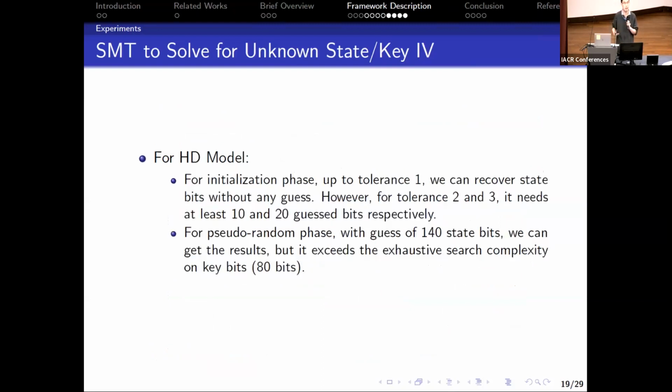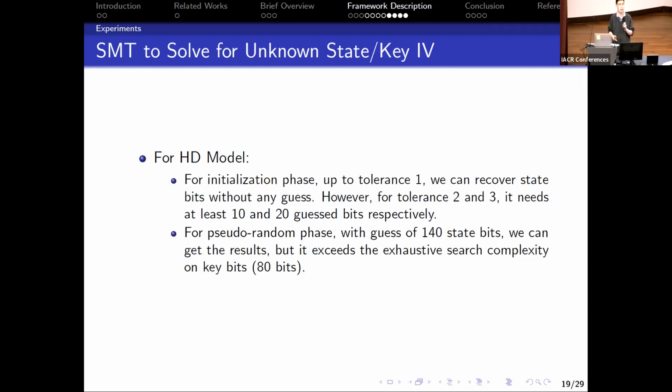We have shown the result for the Hamming weight model. Then we switch to the Hamming distance model. For Hamming weight, we have 33 classes. For the Hamming distance model, we simply take it further, from -32 to 32, so it's a 65-class model. We tried first on the initialization phase. Up to a tolerance of 1, we can recover the state bits without needing any guess.